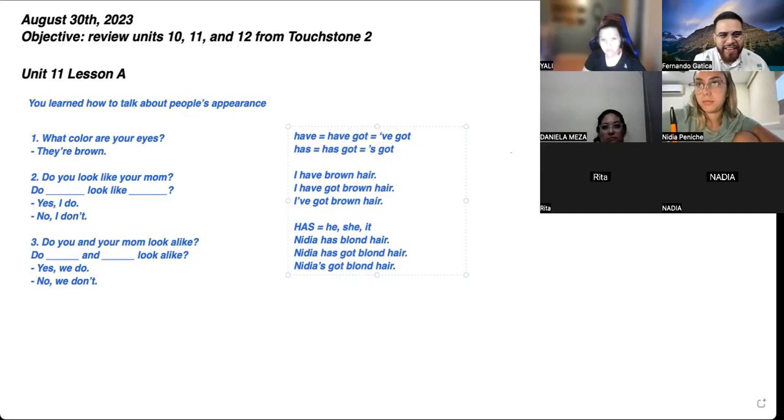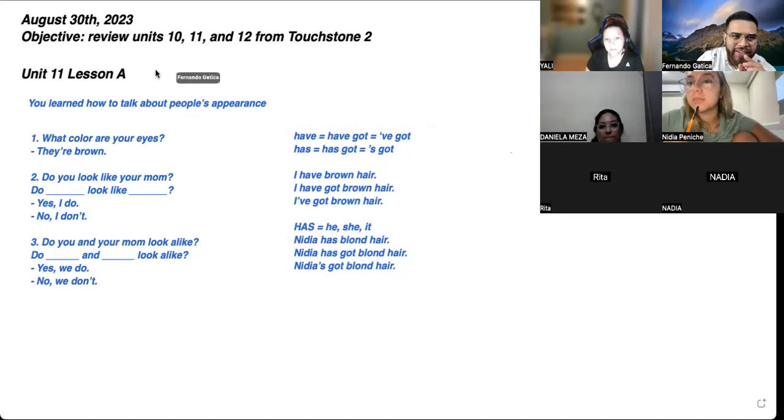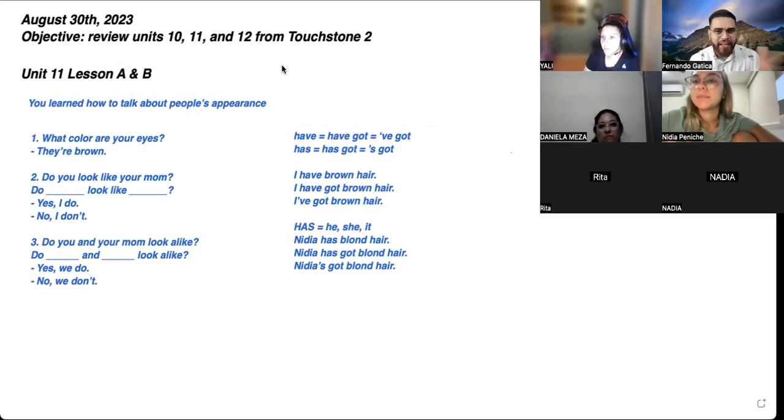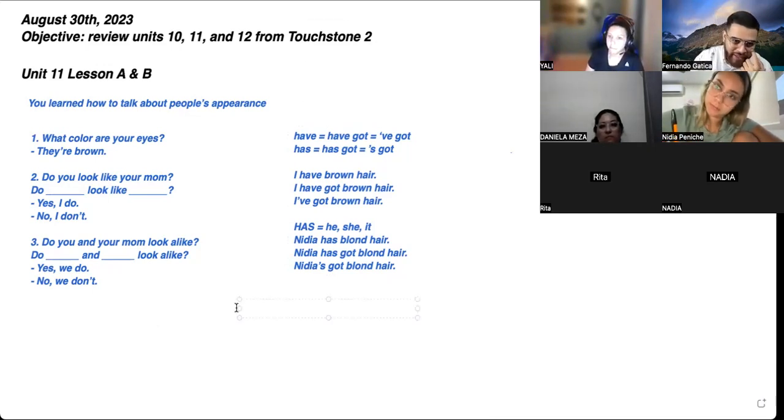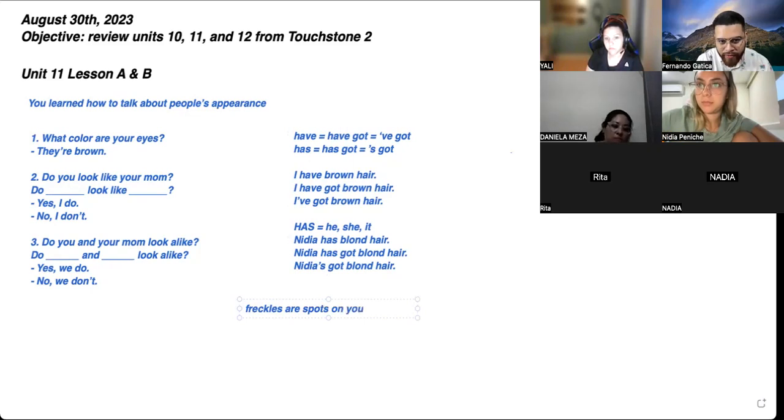All right. What are those things that people have on their face? Freckles, right? That is Unit 10, well, Unit 11, Lesson B. It's kind of like a combination, Lesson A and Lesson B, because Lesson B is a continuation. We're talking more specifically about people's face. So freckles are spots on your face, right?